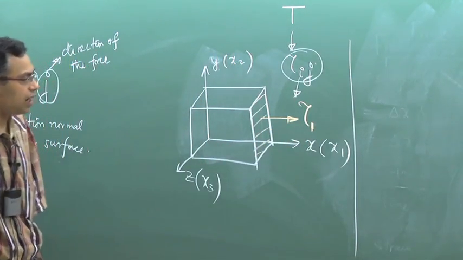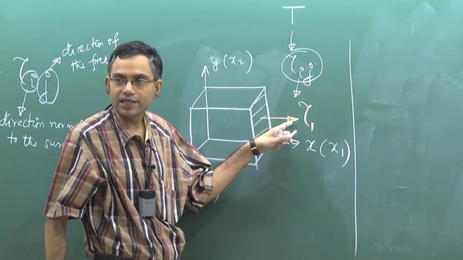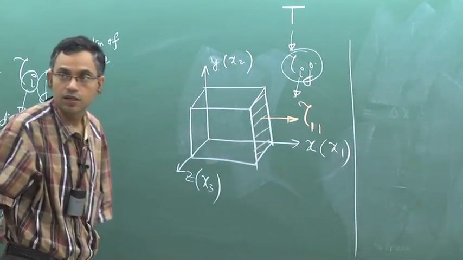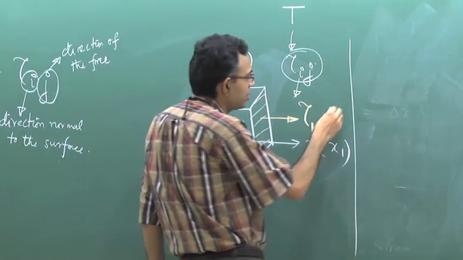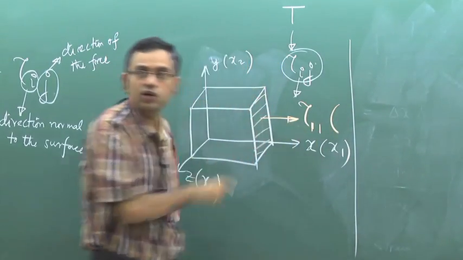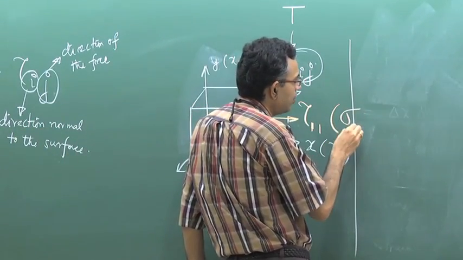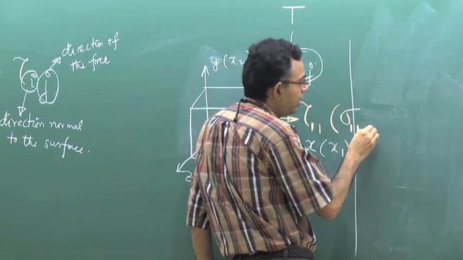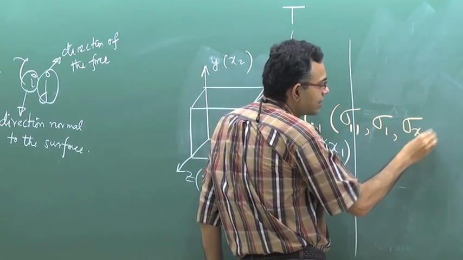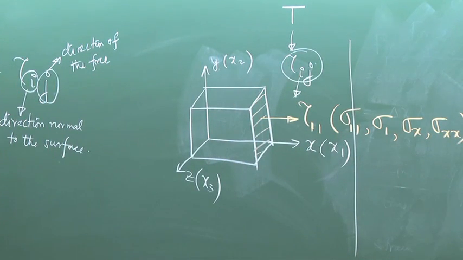The second index is the direction in which this force is acting. That is also 1. So, this is tau 11. You can see this is the normal component of stress. In books, to write the normal component of stress, it is sometimes written as sigma 11, or because 11 is repeating, sigma 1, or sigma x, or sigma xx. These are different notations used in different books.